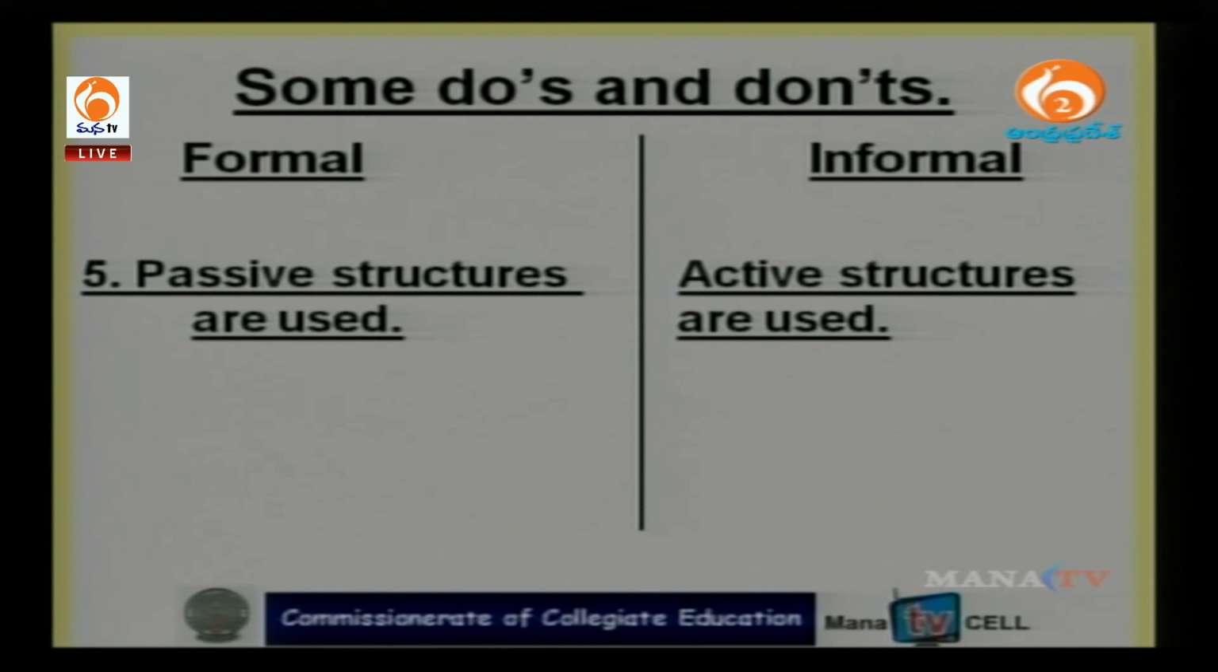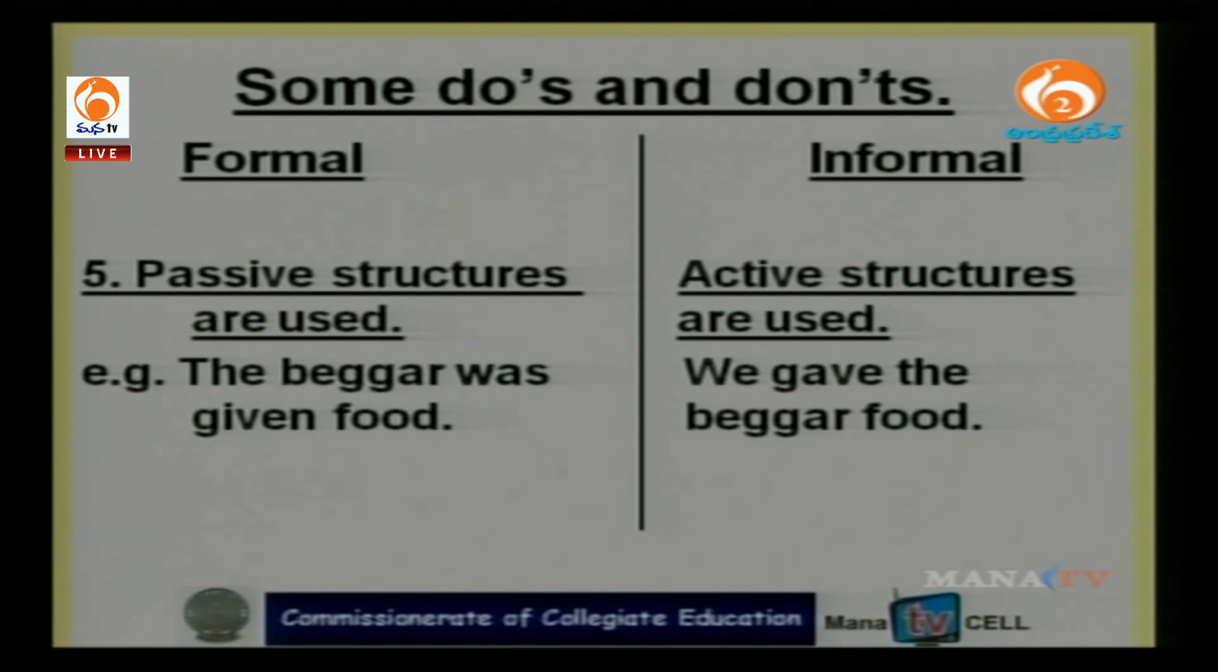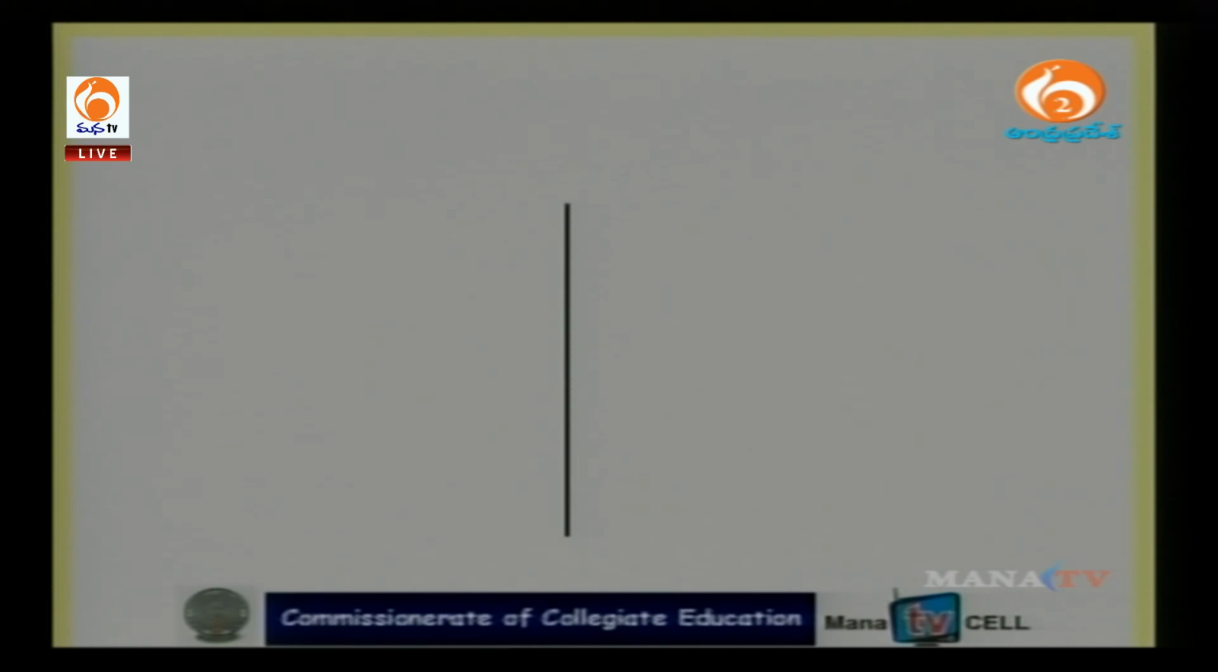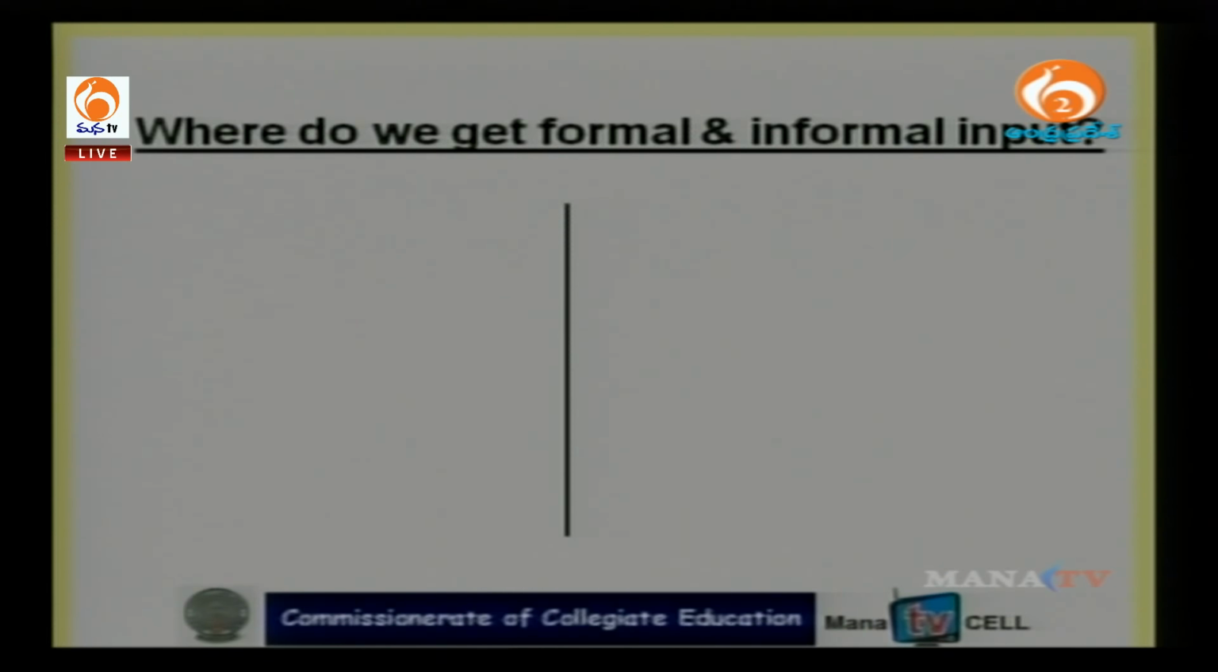Now, look at another example here. Passive structures are used in formal language. Here "the beggar was given food": who gave the food was not important, that the beggar was given food was important, that is why the passive structure is used. Whereas in the informal way, "we gave the food", here the speaker is important, that is why he says "we gave the food to the beggar". Now, where do we get formal and informal input?